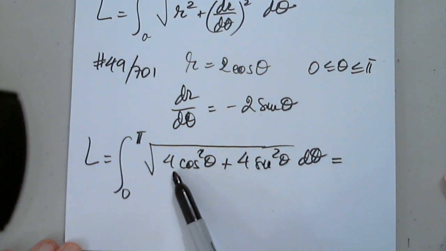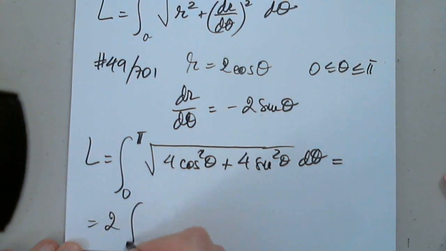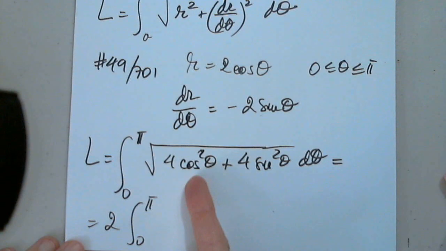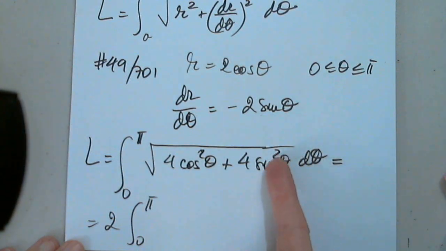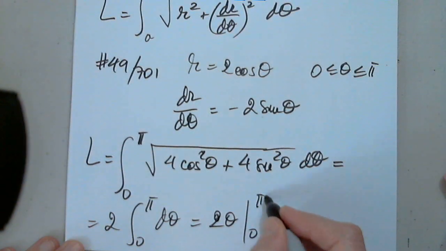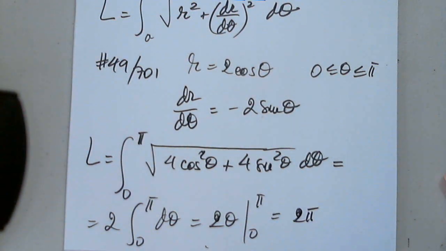But when I factor out the 4 and take it out of the square root, I have 2 times the integral from 0 to pi. And what is left here is sine squared plus cosine squared, which is 1, and the square root of 1 is 1. So then I have 2 theta from 0 to pi, and I only plug in pi. So the arc length is 2 pi.